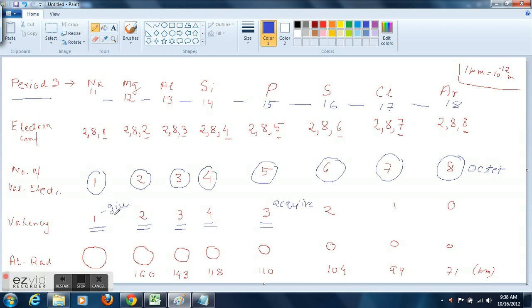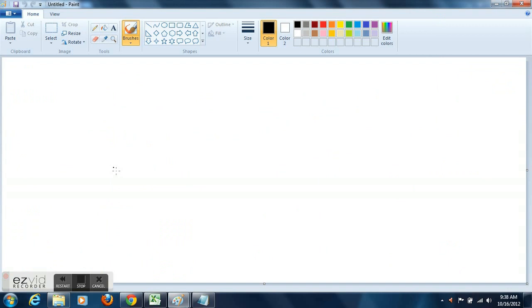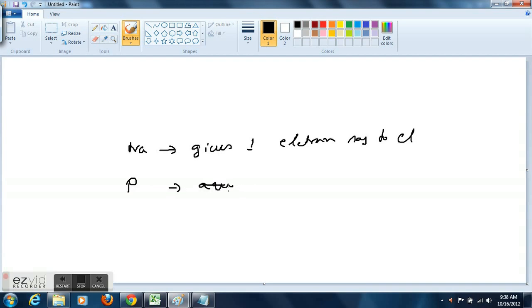Of course there are some compounds like phosphorus pentoxide, P2O5, which is a covalent compound, where we can say the valency is 5, but that is not electrovalency. Let me draw it here, probably it will be easier. For example, sodium has only 1 electron in the valence shell or outermost shell, so it will try to donate 1 electron to form an octet. For example, it will give 1 electron to chlorine to form sodium chloride.